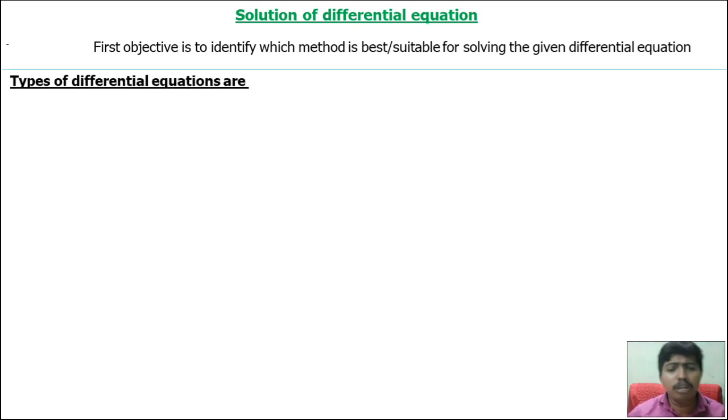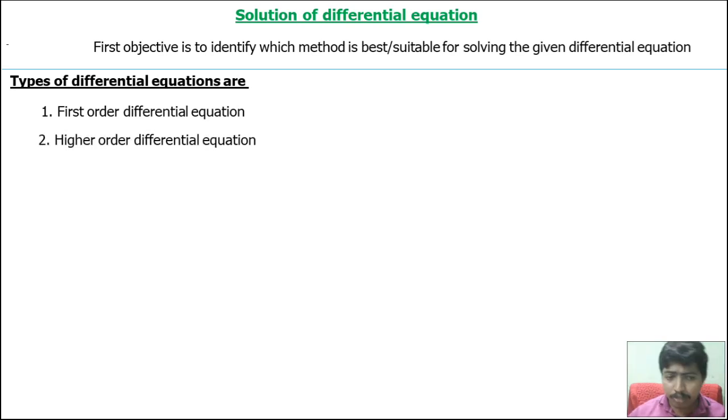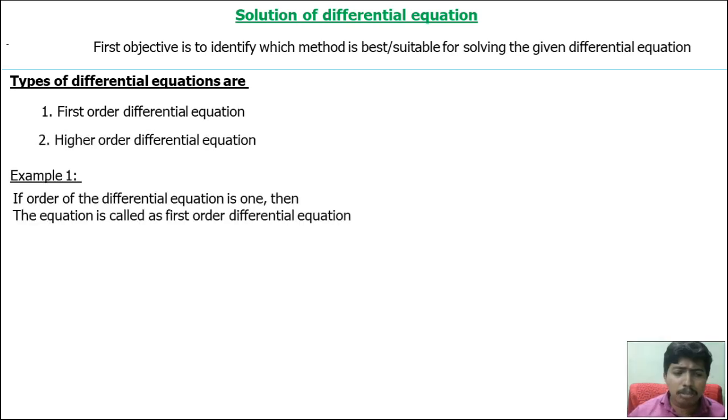The types of differential equation are first order differential equation and higher order differential equation. The first order differential equation means if the order of the differential equation is 1, then the equation is called a first order differential equation. For example, this equation is a first order differential equation because the order of dy by dx is 1. So this equation is a first order differential equation.